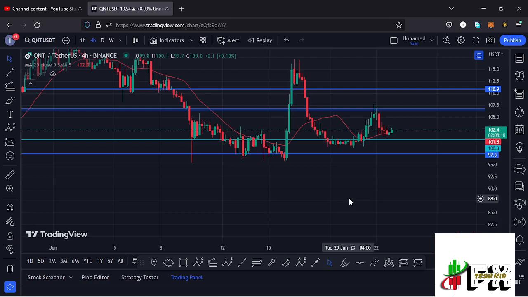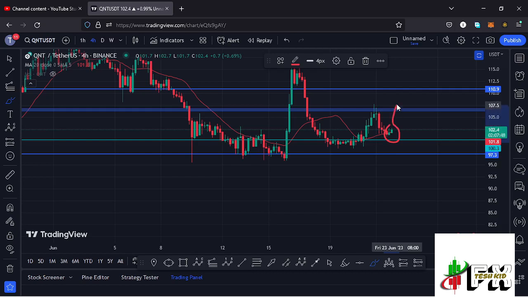At the time of this recording, Quant is holding above a key area of support at around the $100.3 mark, which is now acting as support for us to continue gearing up. We also have the support of the 20-day MA here on the 4-hour chart, which is also acting as support for us to continue gearing up to our next key area of resistance at around the $106.5 mark.